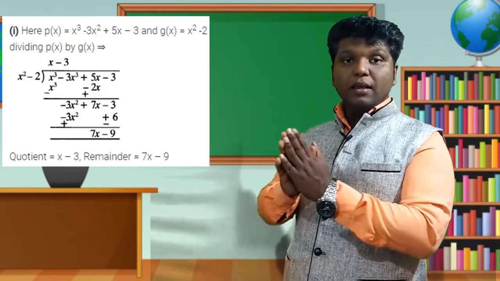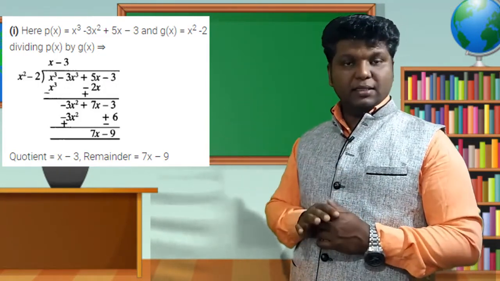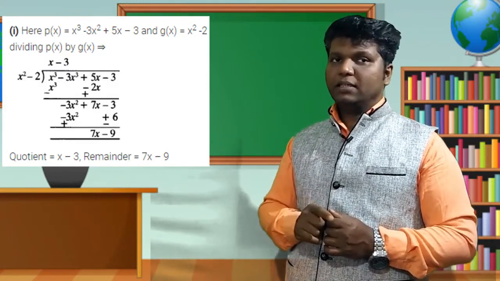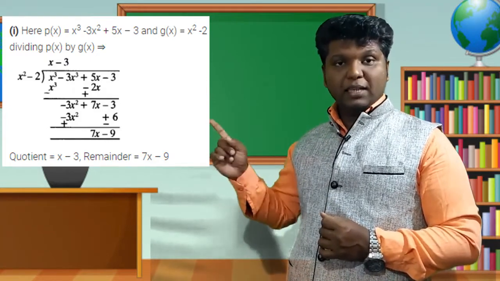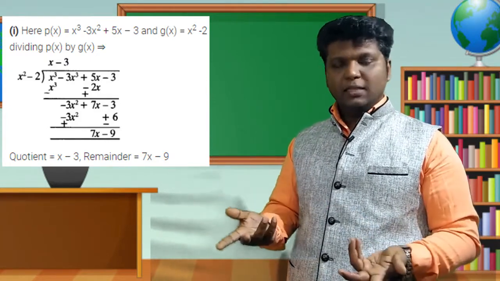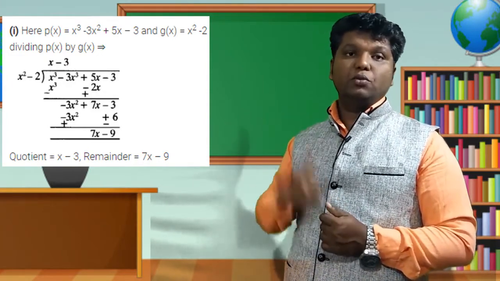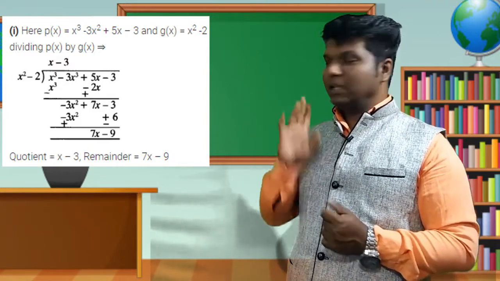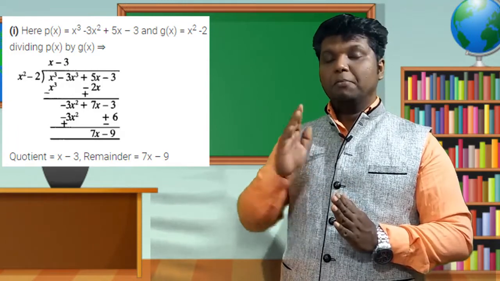Minus 3 into the divisor. What will you get? Minus 3 into x square, what is it? Minus 3x square. Write it, minus 3x square. Then minus 3 into 0x. It is 0x itself, plus 0x. Then minus 3 into minus 2. Minus into minus is plus. 3 into 2 is 6. So plus 6 will be there. So now you got minus 3x square plus 0x plus 6.